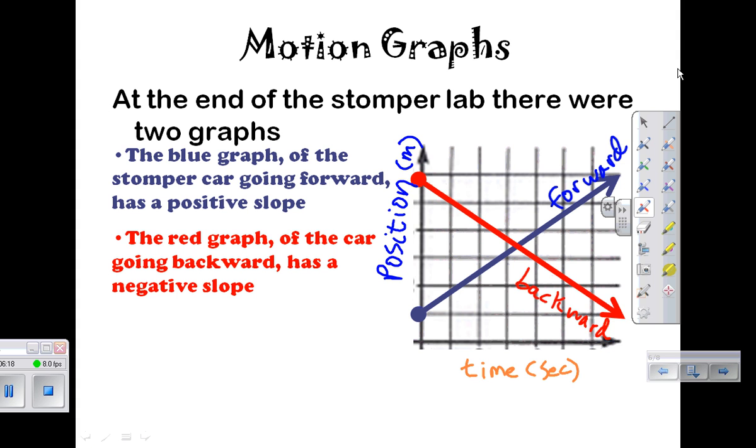So question, and yeah, there's that question at the bottom in red at the bottom of your slide. Is the slope of a position versus time graph, is it velocity or just speed?